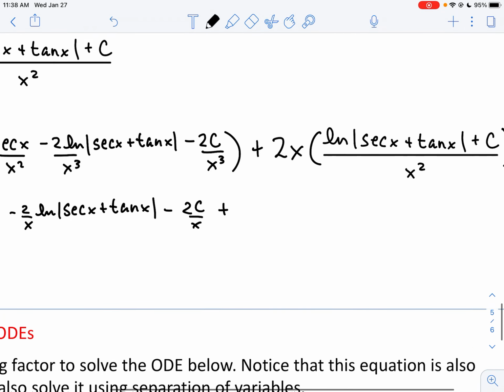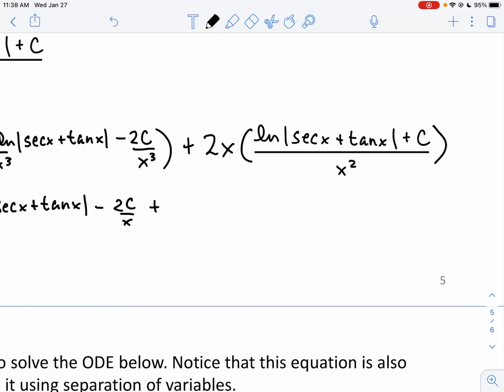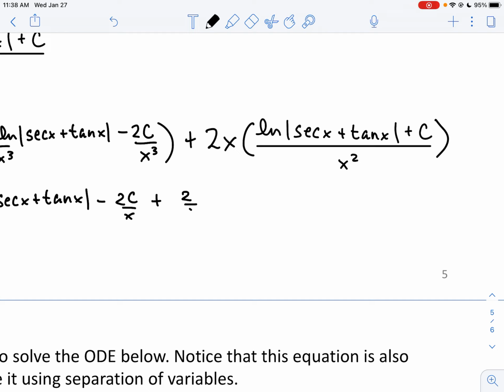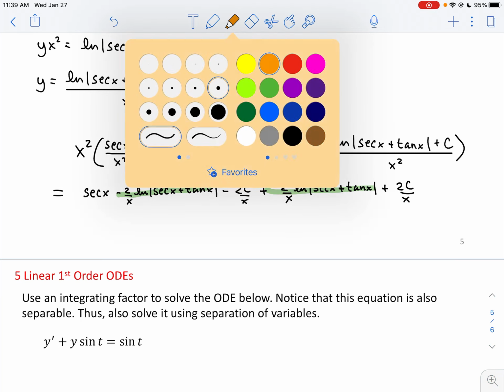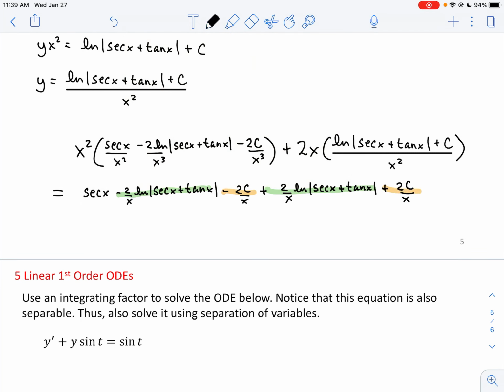Okay. Plus, now distribute the 2x here. Well, this x will cancel with one of those x's down here, leaving an x under both this, and then the 2 will distribute. So we're going to have a 2 over x times natural log of absolute secant x plus tangent x, and then plus a 2c over x. Now notice what cancels? Those are gone. Those are gone. And in the end, we just get a clean secant of x.